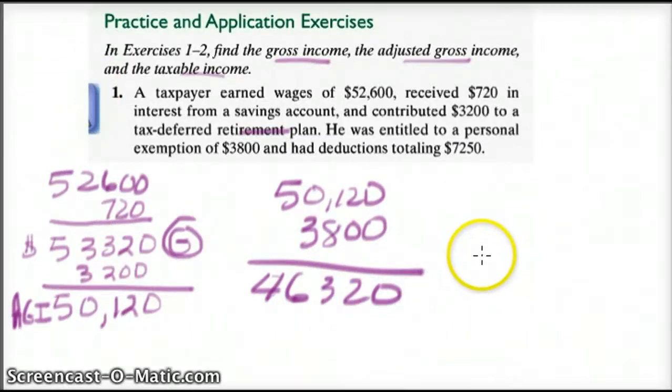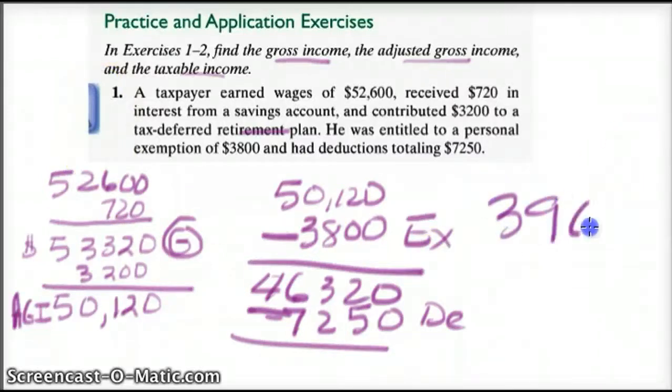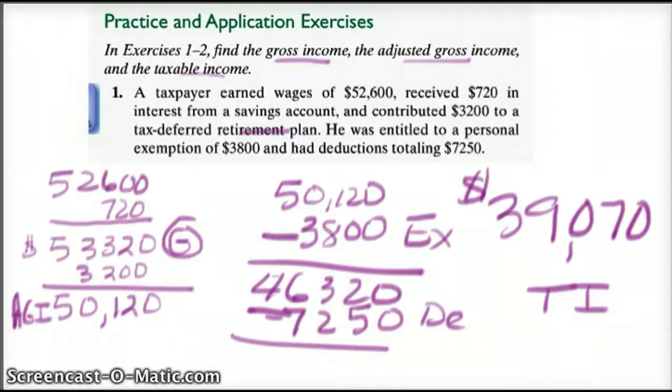And now, he had deductions totaling 7,250. 7,250. Okay, now notice what I'm doing here. I'm subtracting the exemptions and then I'm subtracting the deductions. So I'm going to say about 39,38, and I have 39,070. $39,070, and this is known as his taxable income. So that's how you do a problem like that.